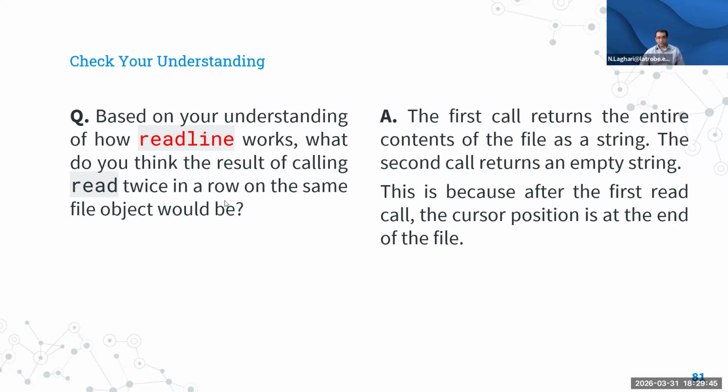Okay, so the first call returns the entire content of the file as a string. The second call returns an empty string. This is because after the first read, the cursor position is at the end, of course. So when you reach the end of the file and try reading further from that point onwards, you do not get anything because there is no more data.